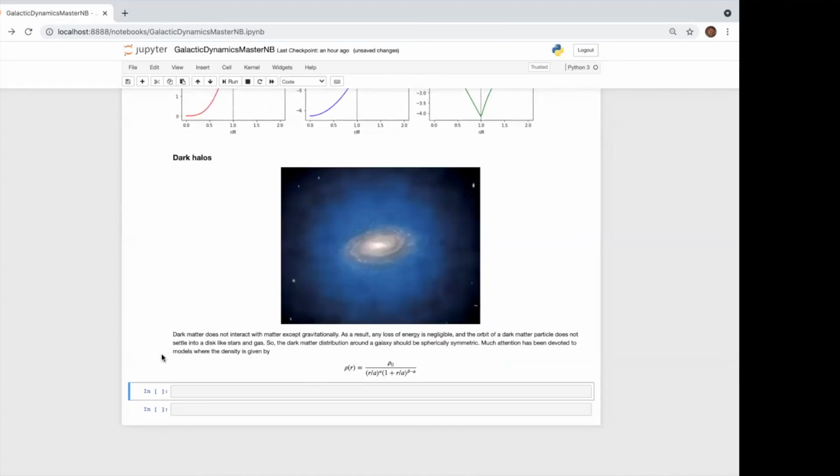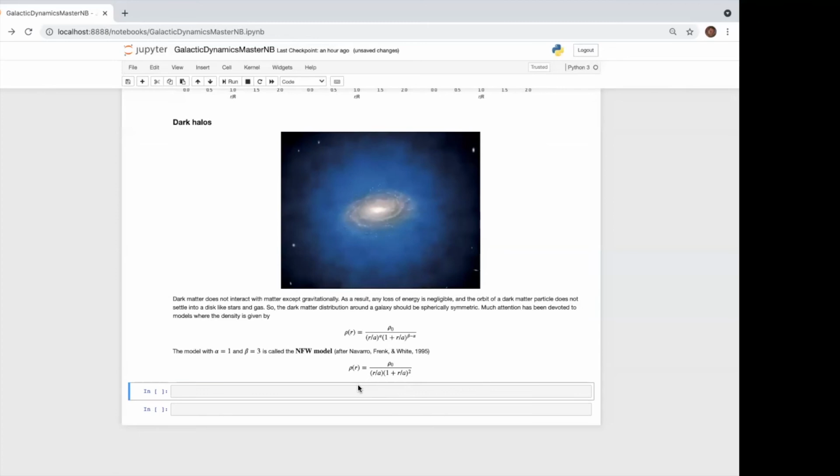Numerical simulations of the clustering of dark matter particles suggest that the density follows a profile of this type, as shown here, where A and rho naught are constants. Beta and alpha are also constants. Particularly popular is the model with alpha equal 1 and beta equal 3, which is called the NFW model, after Navarro, Frenk, and White, an article from 1995. This formula contains only two free parameters, r naught and A. And the potential then becomes of this form.